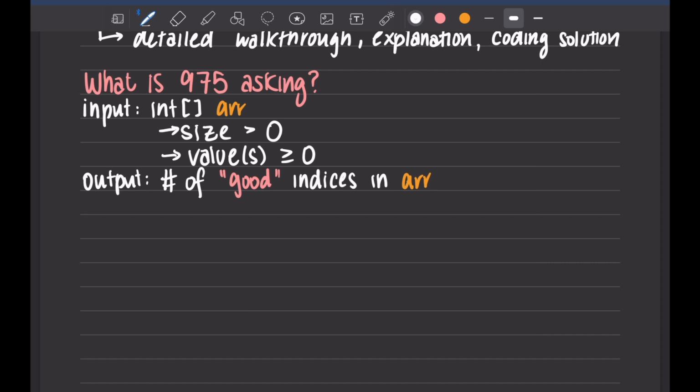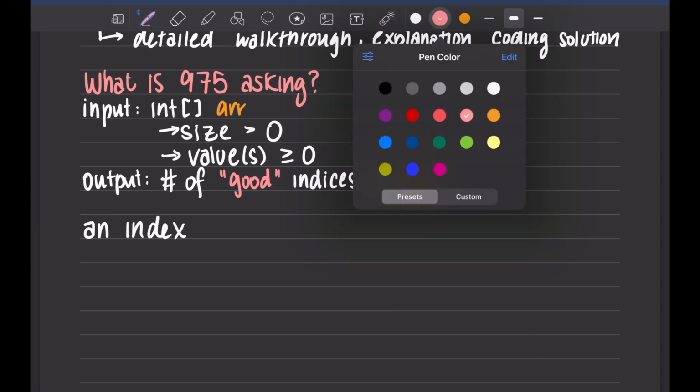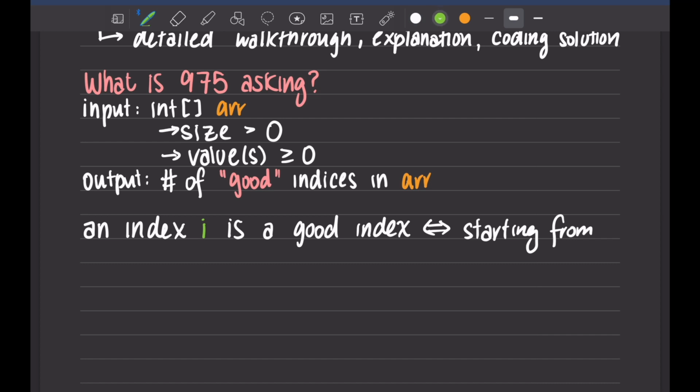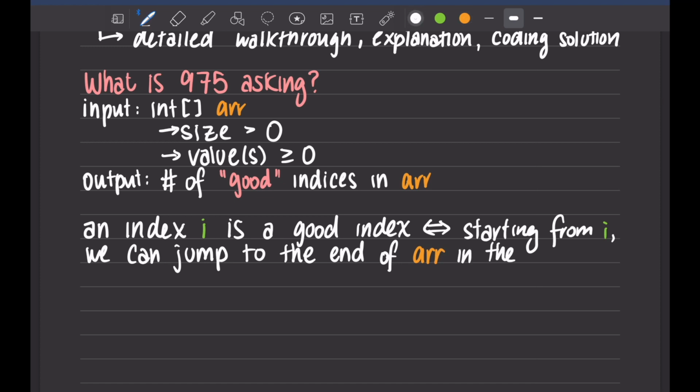The idea is that we have some arbitrary index I. An index I is a good index if and only if, starting from I, we can jump to the end of the array in the following way.